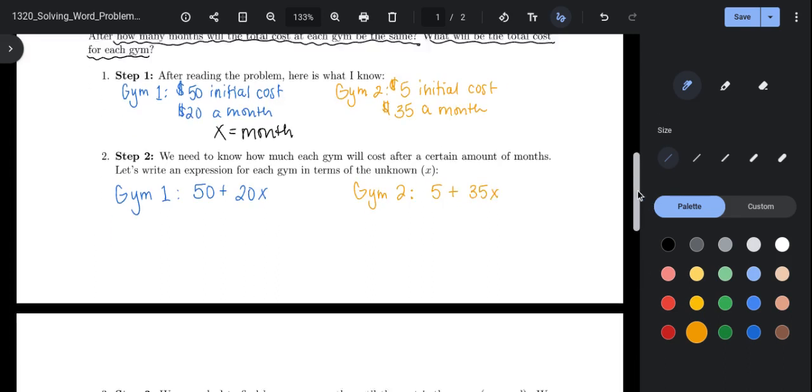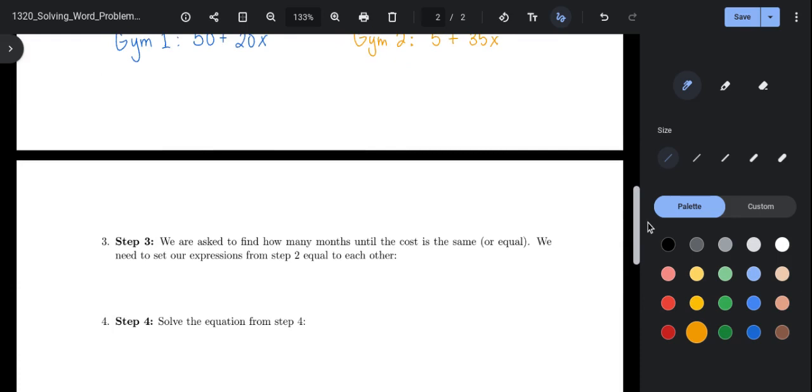So now we're going to move on to step 3. Here we're asked to find how many months until the cost is the same. Remember, that is our first question that we are given in this word problem. We're looking at when these gym memberships will cost the same amount or when they're equal. In order to find this, we need to set our two expressions from step 2 equal to each other. So gym 1 was 50 plus 20x, and gym 2 was represented with the expression 5 plus 35x.